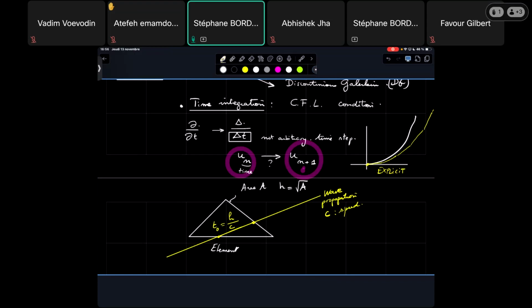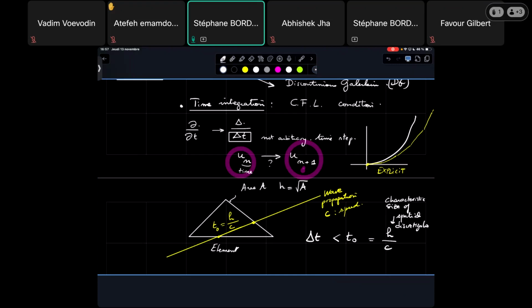So this is called the Courant-Friedrichs-Lewy condition, and that says that the time step must be less than t0, and t0 is h divided by c, and h is the characteristic size of the spatial discretization.